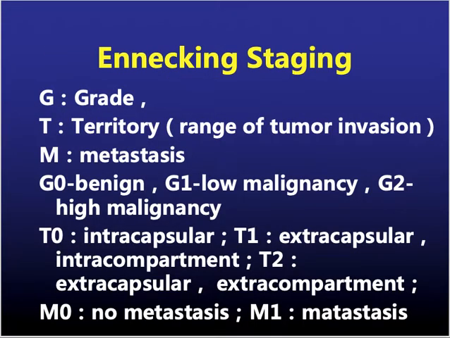In this one, basically they use Roman numbers. Roman numeral one refers to low grade skeletal sarcoma, Roman numeral two is high grade, and Roman numeral three means metastasis is there. You can see over here, G is for grade, T is for territory, M is for metastasis. G0 means benign, G1 is low malignancy, G2 is highly malignant. T0 is intracapsular, T1 is extracapsular and intracompartmental, and T2 is extracapsular and extracompartmental. M0 is when there is no metastasis, M1 when there is metastasis.